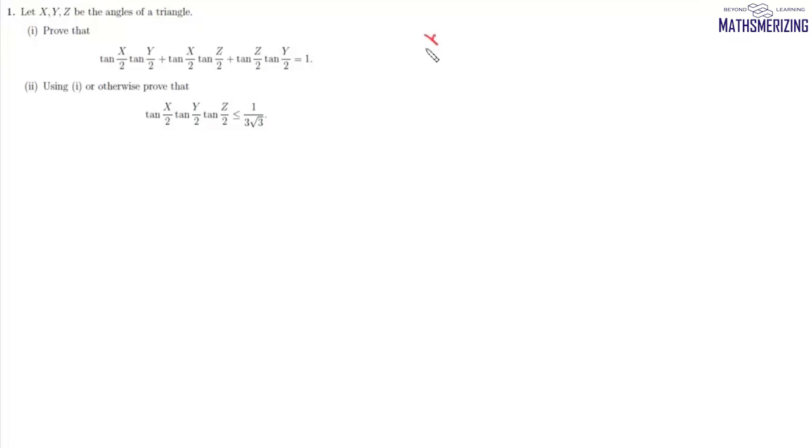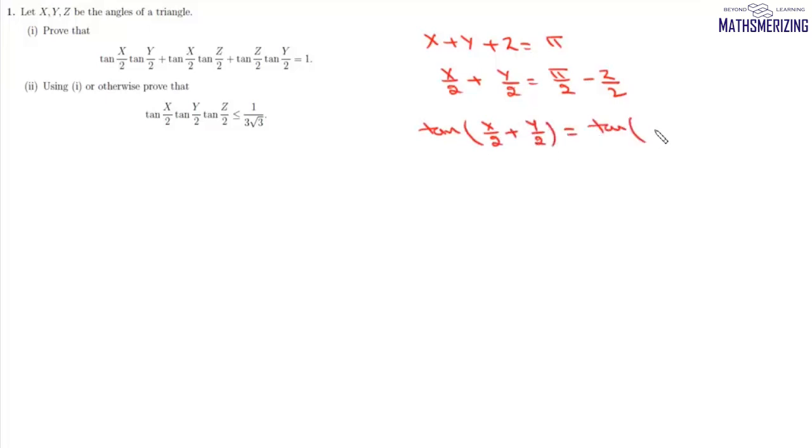Now we know that x, y and z are angles of a triangle, so we can write x + y + z = pi. Then we can write x/2 + y/2 = pi/2 - z/2. Now we'll take tan on both sides. We'll write tan(x/2 + y/2), and it will be equal to tan(pi/2 - z/2).